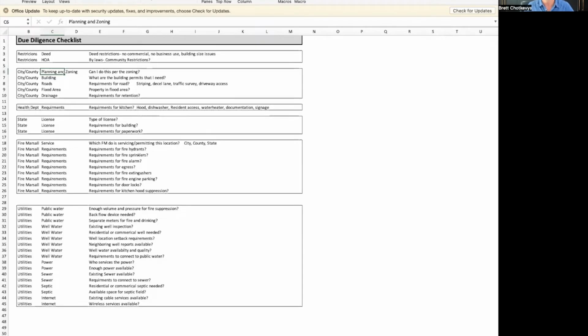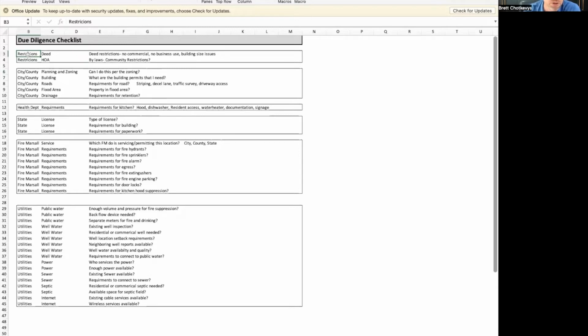Now, it's not every possible thing that's imaginable, but it is a lot of them. These are everything that I have run into, and people we work with have also come across these things. So here is our due diligence checklist. It's broken down by category, and we're just going to go through these one at a time and talk briefly on them. So, restrictions against the property itself, against the APN, restrictions against the community.